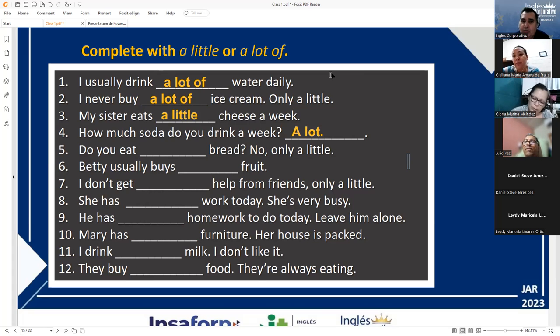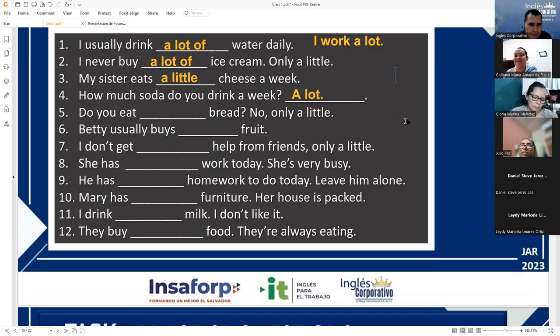But as I was saying, if I say I work a lot, I work a lot. Trabajo mucho. Then it ends there. I work a lot. I eat a lot. I drink a lot. I study a lot. And you say, yeah, of course. Okay. Five. Volunteer for five.